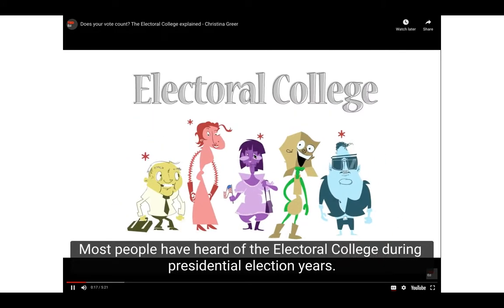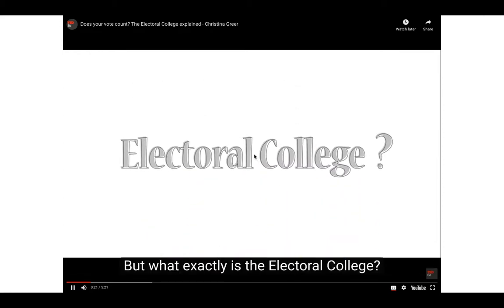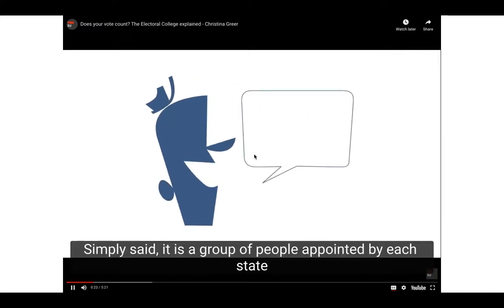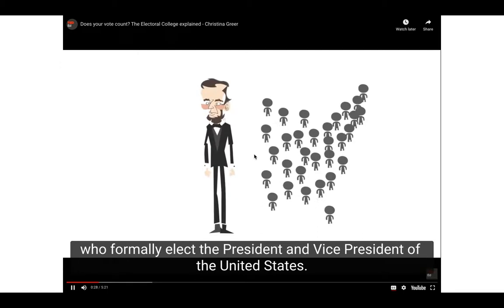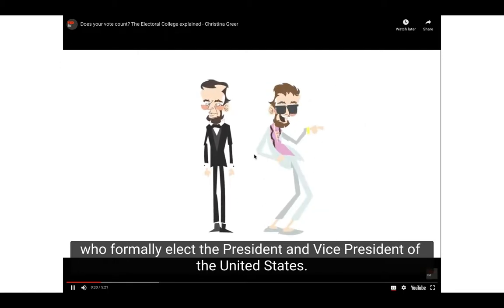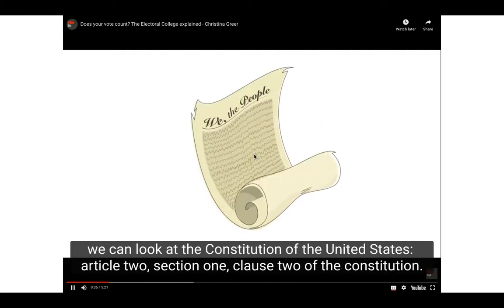Most people have heard of the Electoral College during presidential election years. But what exactly is the Electoral College? Simply said, it is a group of people appointed by each state who formally elect the president and vice president of the United States. To understand how this process began and how it continues today, we can look at the Constitution of the United States.